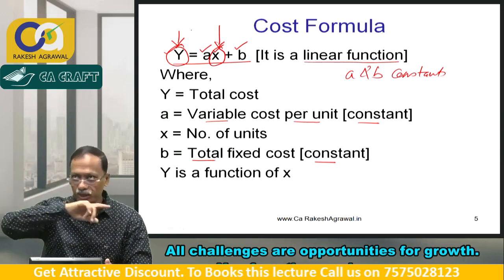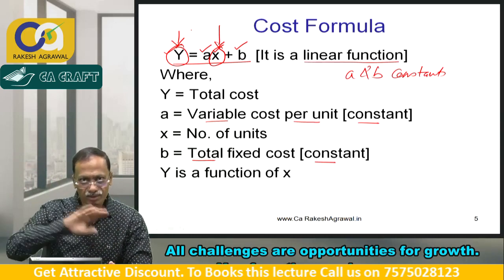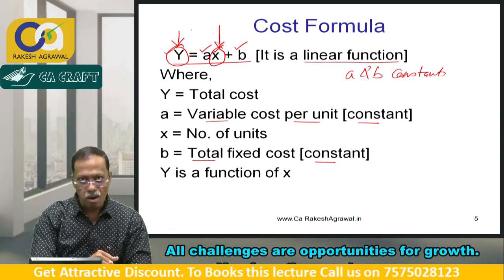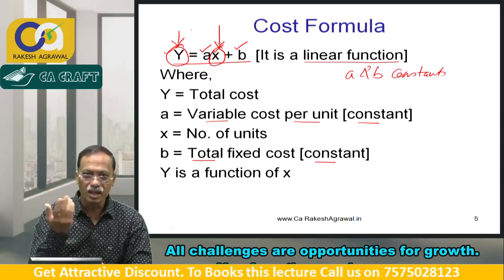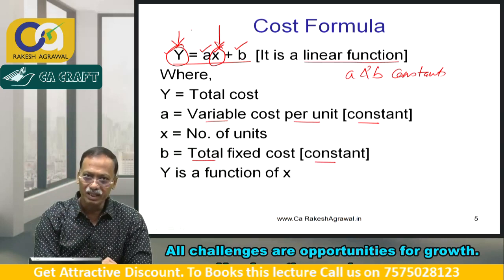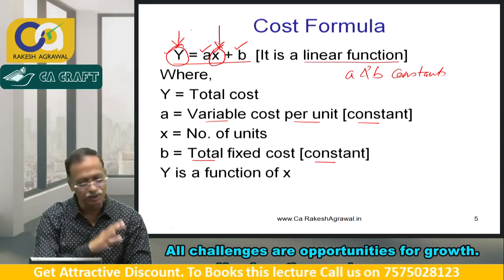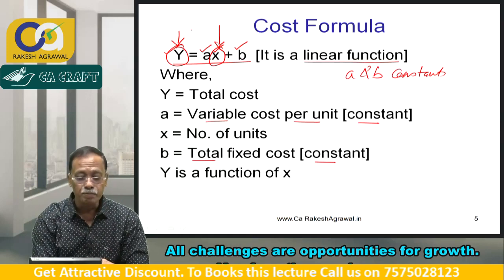If you plot these points and join them by a line, you will get a straight line. If you get a straight line, it is called a linear function. And if you get a zigzag or curvy line, then it is called a non-linear function. Majorly we will be dealing with linear functions, but at the same time we will also touch upon non-linear functions as we go ahead.